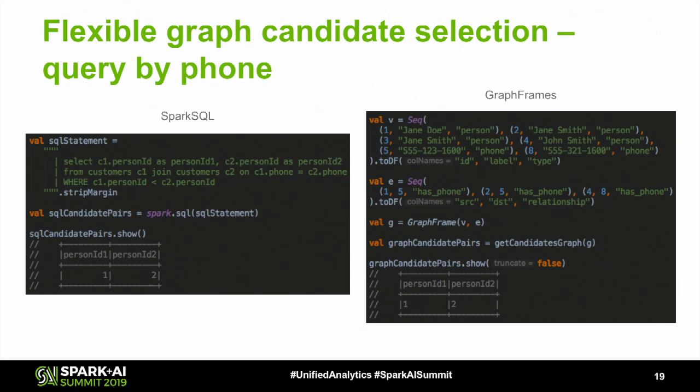Now, this is the actual code for those candidate selection queries. On the left, really it's just a SQL query, and then we run that SQL query, and at the end, we see that we have candidate pairs of person 1 and person 2. And then on the right, we end up with the same answer, but to get there, we start with modeling the data as a graph, specifically a Spark GraphFrame. We use that function that I referred to before, getCandidateGraphPairs, and we end up, like I said, with the same answer as using SQL.